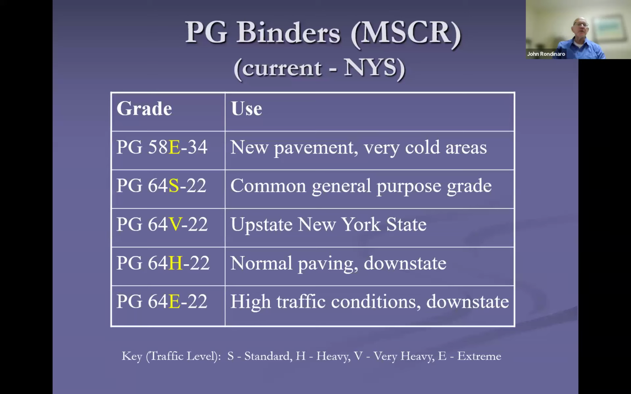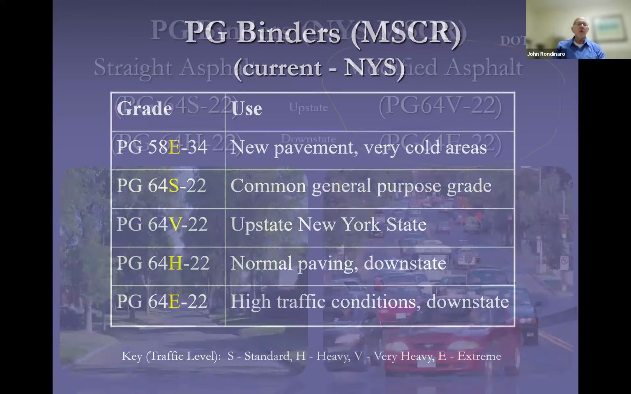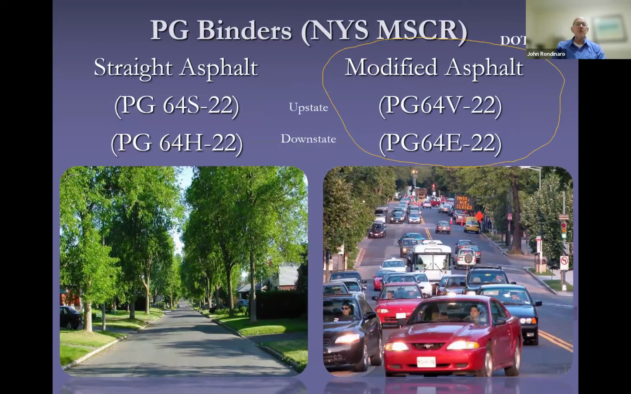And what we've done is we've added in an alpha grading as well, which differentiates between S is standard, H is heavy, V is very heavy, and E is extreme. So when you're talking about PG binders in New York, if you're on a DOT project upstate, you're going to be using a PG 64V-22, which means very heavy traffic. Downstate, it's a 64E-22, extremely heavy traffic. That means with that grading, you've modified that liquid asphalt with a polymer.